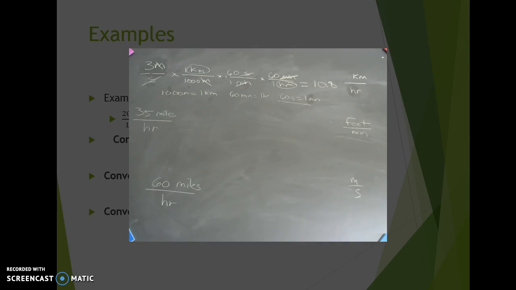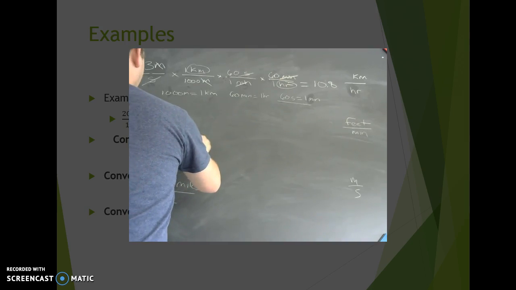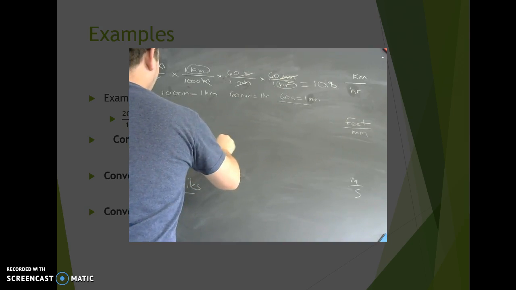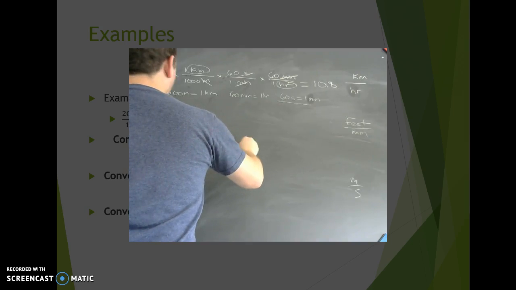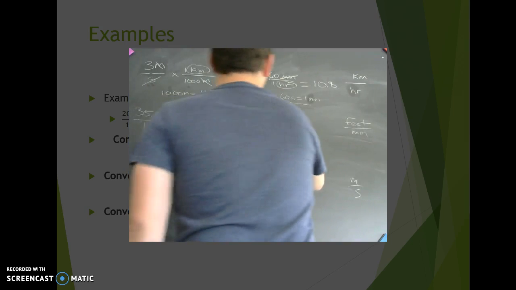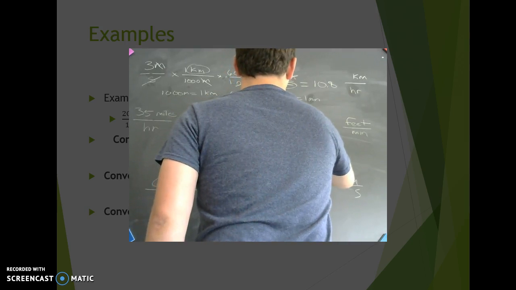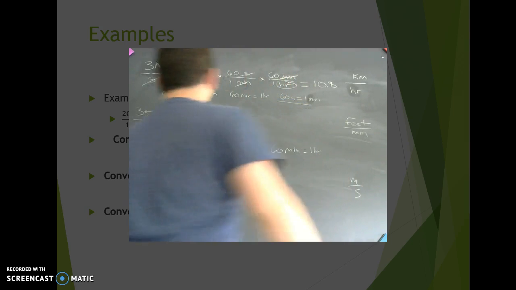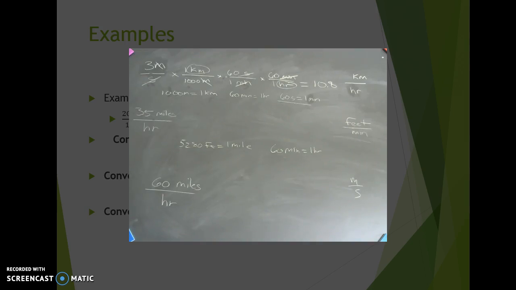Okay, at this point in time, I do suggest you guys pause the video, try your final 2 examples, and then look for the solution. Okay, so let's look at a solution for the final 2 questions. All right, we have 35 miles per hour. We're going to feet per minute. My 2 conversion factors for this particular problem are going to be 5,280 feet equals 1 mile, and also 60 minutes equals 1 hour. All right, so let's start introducing some fractions.